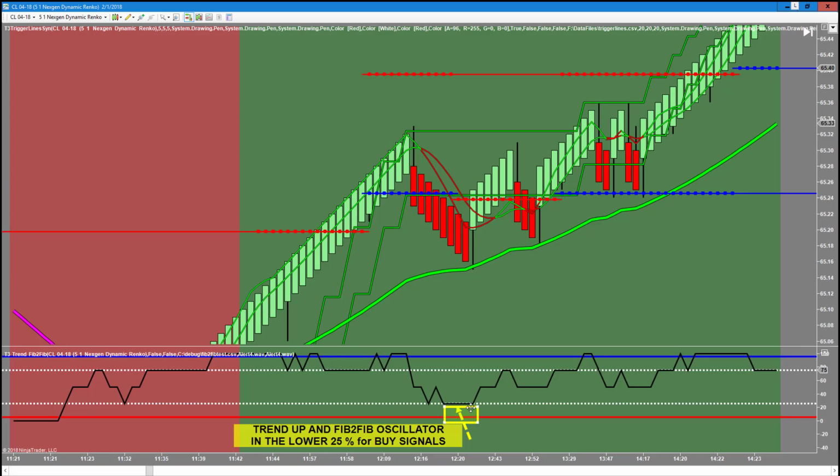So what we end up with, and what the trade would be in this situation, is, again, reading your fibs and triggers, you can see that the trigger lines have broken through Fibonacci resistance and that the trigger lines are going up strong. And then the market makes a retracement. And again, during this retracement, you'll see that our fib to fib oscillator satisfies the thought process for being in the lower 25%, which will help us to pick the right spot from which to go long.